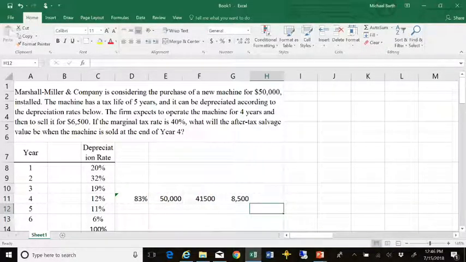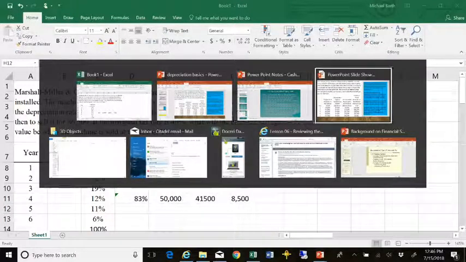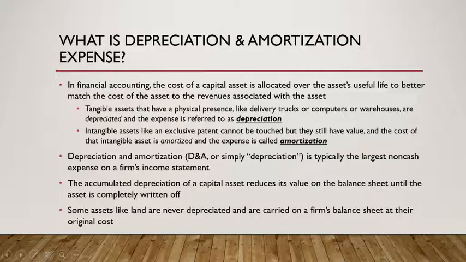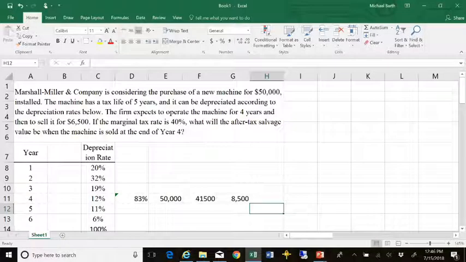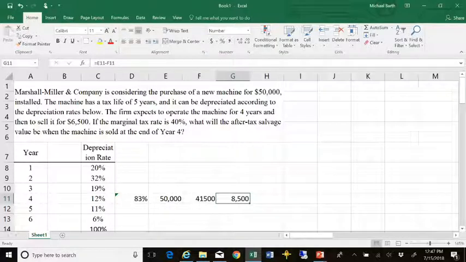Okay? And if you're a little unsure on that, go back to Depreciation Basics and read through the PowerPoints on what depreciation expense is. Okay? So they're carrying it on their books for $8,500. This problem is asking you, what's the after-tax salvage value?